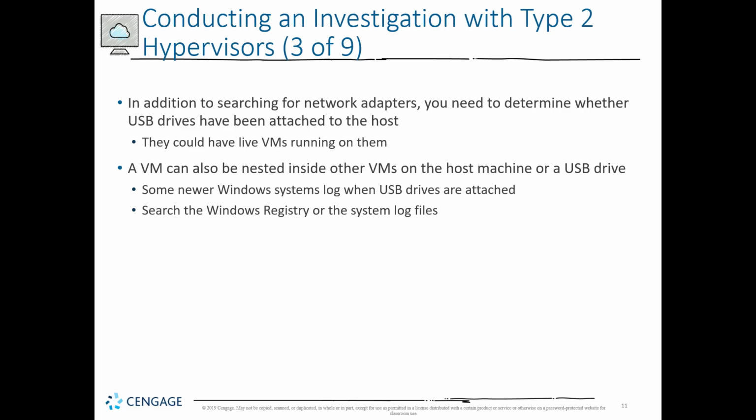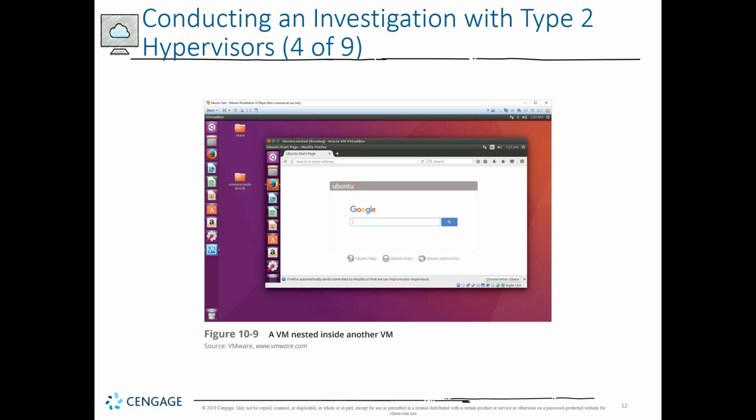A VM can also be nested inside other VMs. You can have a VM hosted inside of a VM, hosted inside of another VM. Nested VMs are going to run a little slower, but that is one way to obfuscate what you are doing. So you can have a Windows physical machine, a host, that's virtualizing a Unix box or an Ubuntu box, and you could be doing your internet searching through your Ubuntu box. That way you can hide your network traffic.